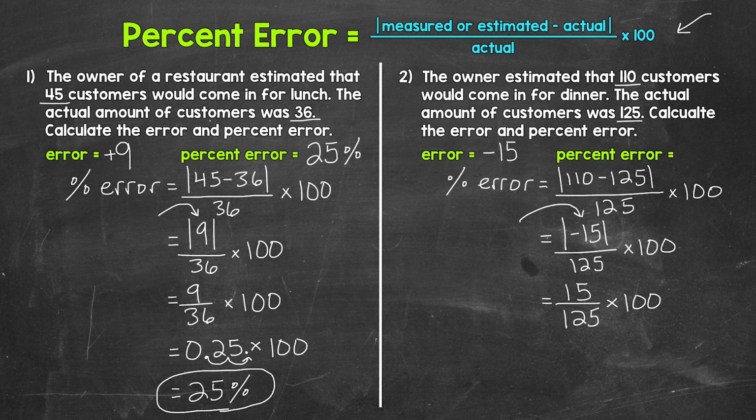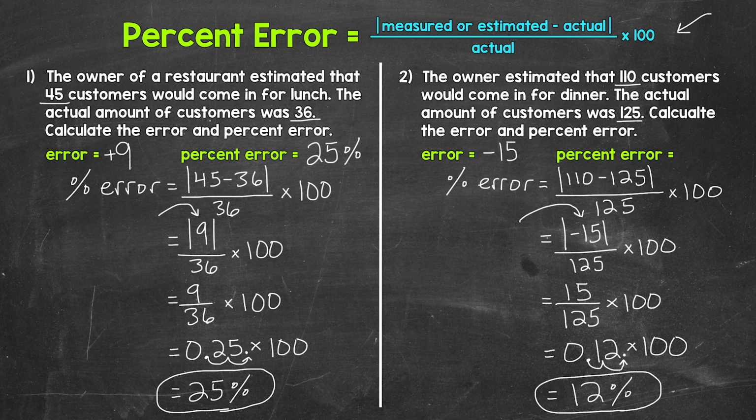Now we need to divide to get this to a decimal. We need to do 15 divided by 125. That gives us 0.12, 12 hundredths. And we need to multiply that decimal by 100 in order to convert it to a percent. So let's move the decimal once, twice to the right, and that gives us 12%. And that's our percent error. So 12%.